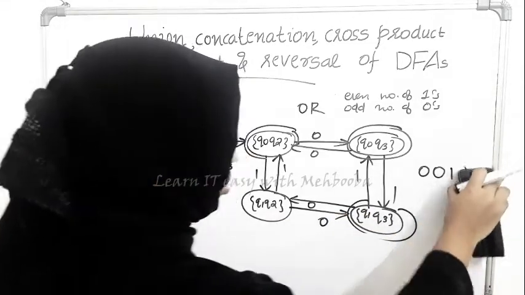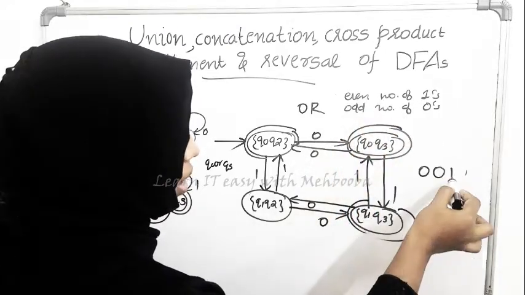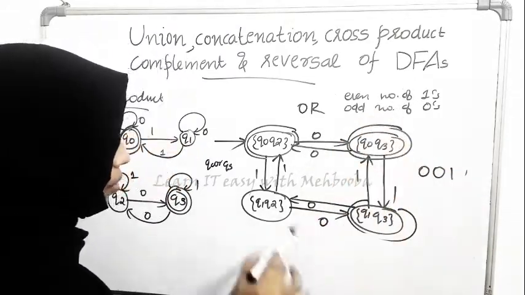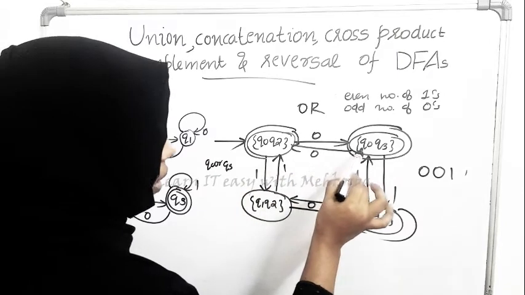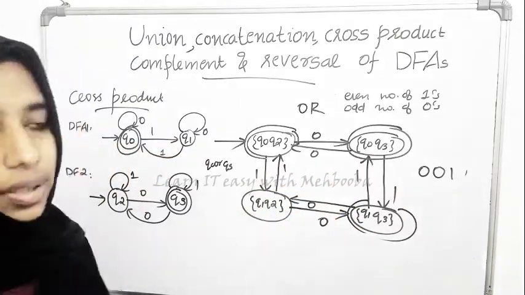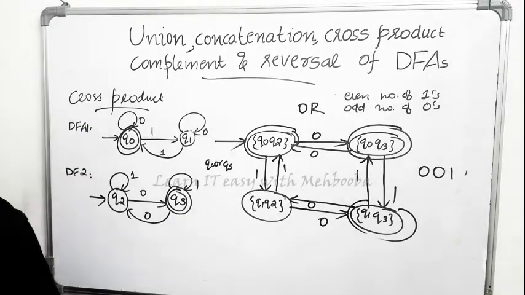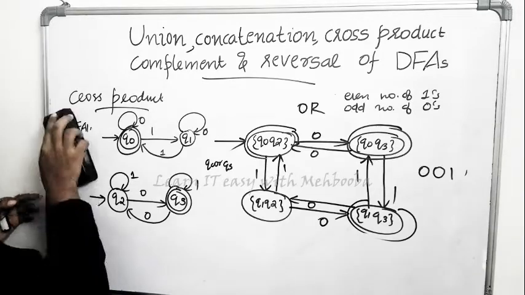Now what about 0, 0, 1? That should be rejected because it doesn't contain either an even number of ones or an odd number of zeros. When you have 0, you will be here. When you have 0, you will be here. When you have 1, you will be here, which is not a final state. So this string will be rejected. That's it. Now we will see one more example under cross product.